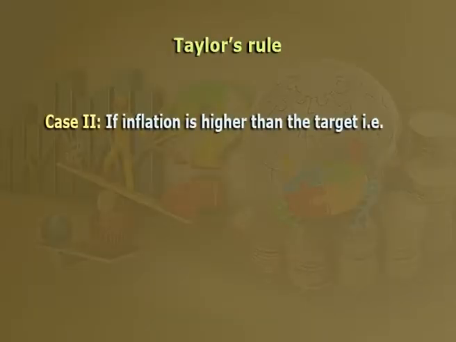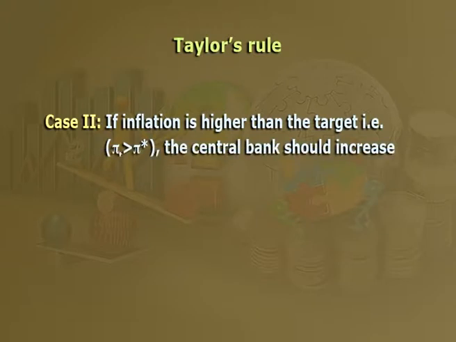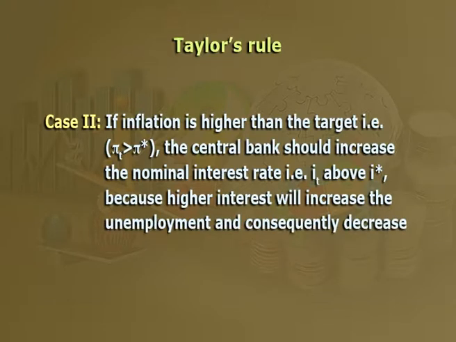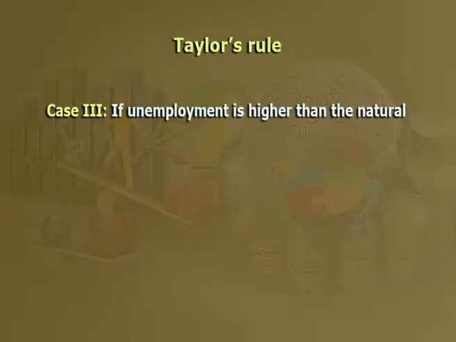Now let us consider case 2. If inflation is higher than the target, that is π_t > π*, the central bank should increase the nominal interest rate, that is i_t above i*, because higher interest will increase the unemployment and consequently decrease inflation. Coefficient a should reflect how much the central bank cares about inflation. Taylor pointed out that a should be larger than 1 because for spending, real interest rate is more important than nominal interest rate.